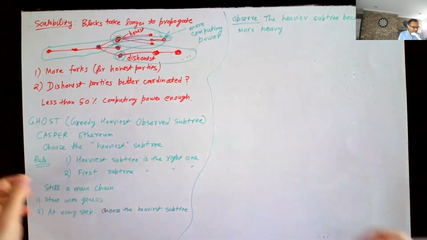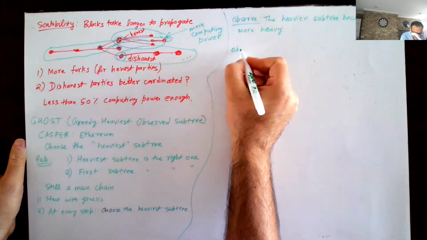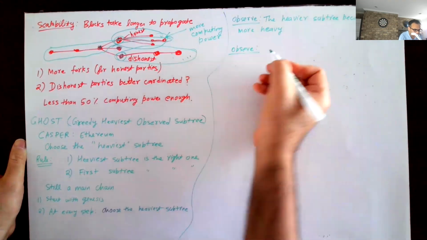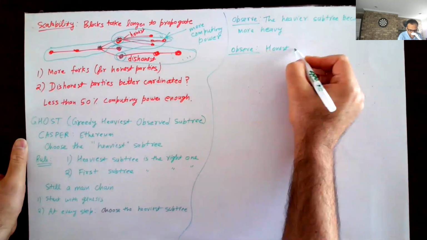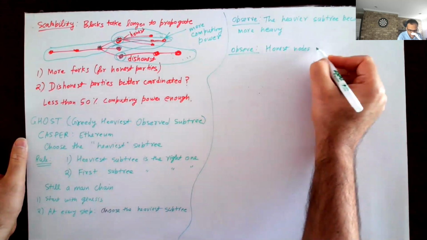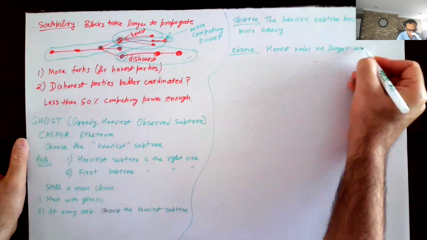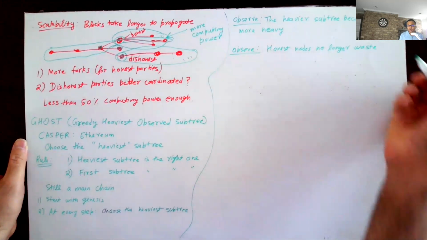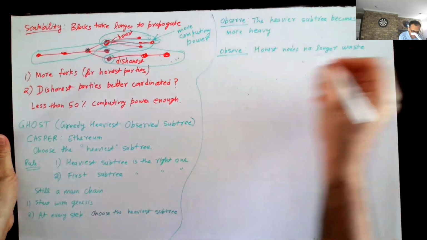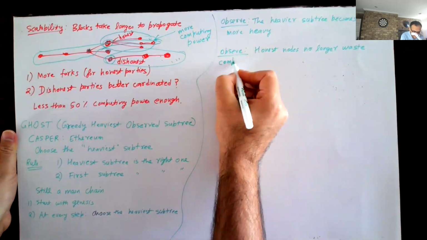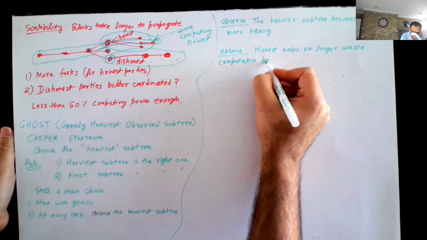And the nice thing here is another observation: the honest nodes, or the honest miners, no longer waste computation because of forks.